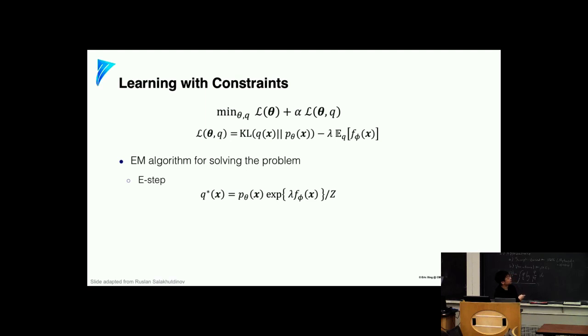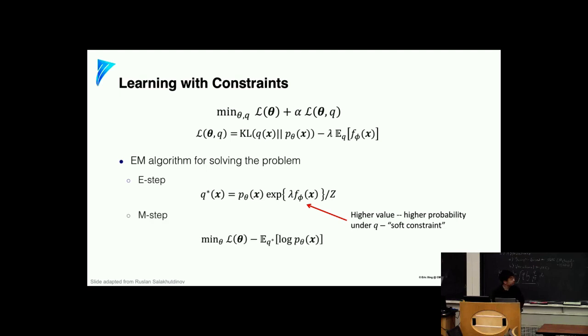So in each step, we optimize this objective with regard to Q, the variational distribution. Because this objective is convex in terms of Q, we can get a closed form solution for Q in this form. We can see that here in the constraint function, a higher value of the constraint function will lead to a higher probability under Q. So this constraint is basically a soft constraint. And then in the M step, we optimize this objective with regard to the model parameter theta. So we just pick the relevant terms, L theta, and this KL divergence term, which is equivalent to minimizing this term, kind of.